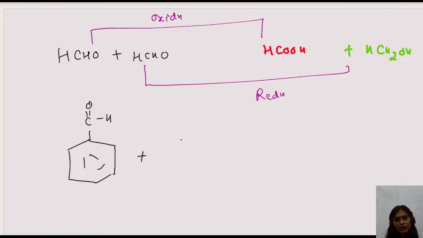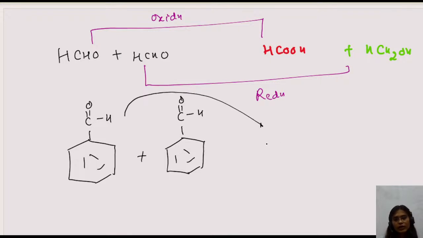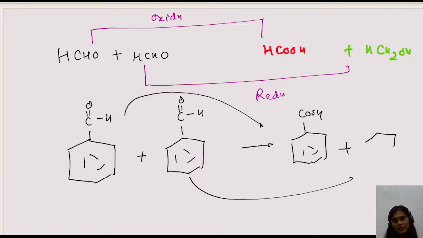So same here, just for understanding purposes I'm writing the molecule differently, otherwise it's the same thing. Again, that is the first product. We are getting an acid, that is benzoic acid, and the other one is benzyl alcohol. So this is how it works.